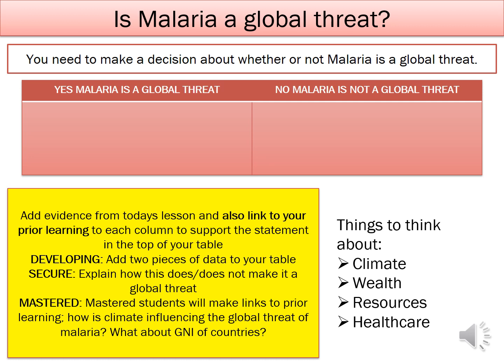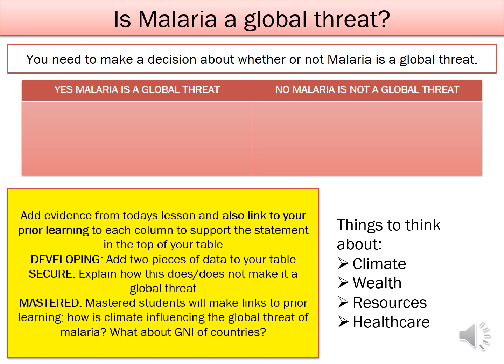Okay, so you need to, for developing, can you add 2 pieces of data or information to each part of the table? So 2 pieces for why it would be a threat to the globe, and then 2 pieces of information why it's not a threat to the rest of the world. For secured, explain how this does or does not make it a threat to the world. So once you've put your piece of information down, this is a threat to the rest of the world because, or this is not a threat to the rest of the world because.